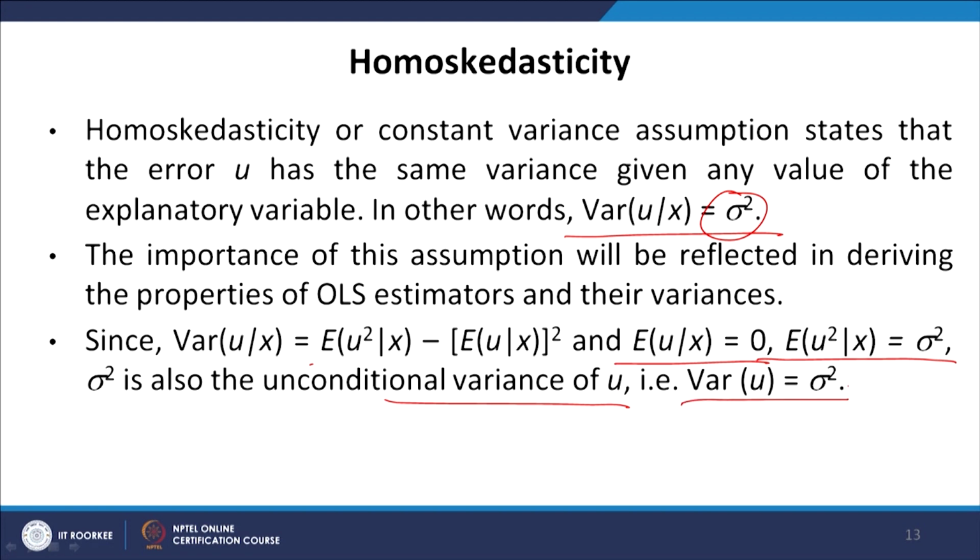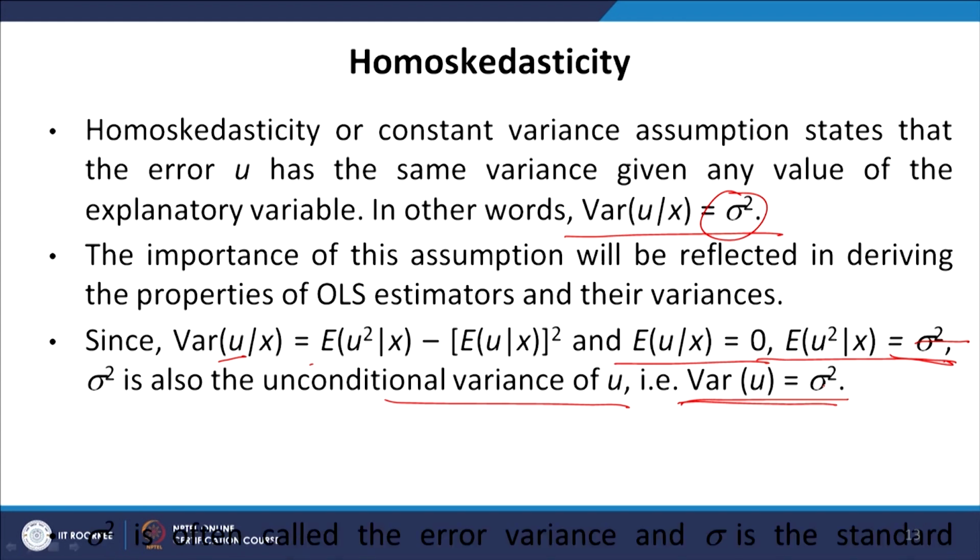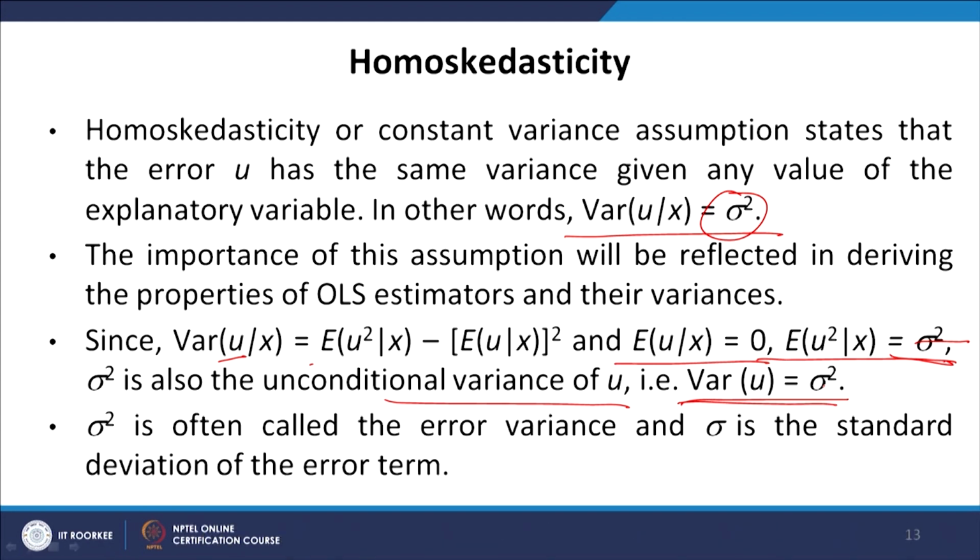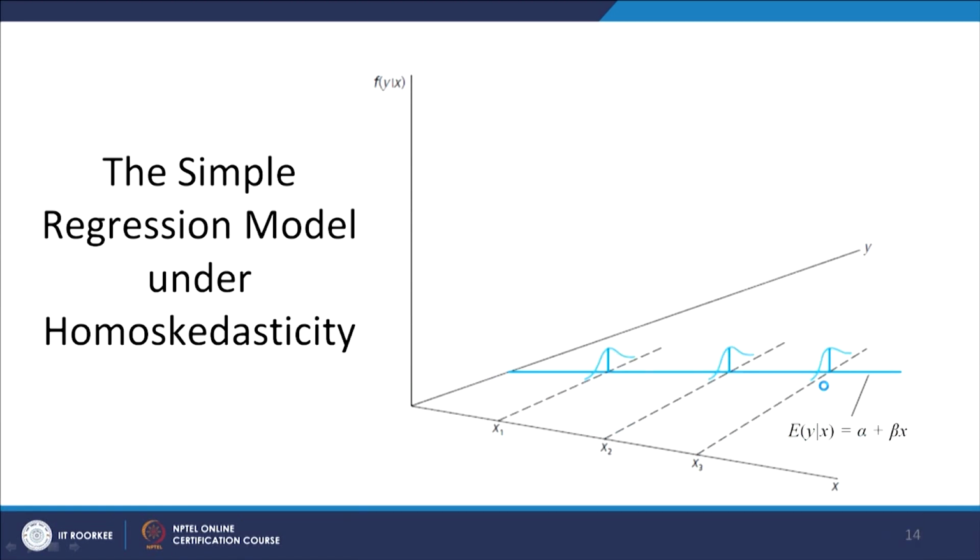So, variance of u is equal to sigma square, which implies that here we are deriving the variance of u conditional upon the values of x, and we are getting sigma square. So, this is the conditional variance of u given x, and this is the unconditional variance of u, both are sigma square. Sigma square is often called the error variance, and sigma is the standard deviation of the error term. Now, the simple regression model under homoskedasticity, how does it look?